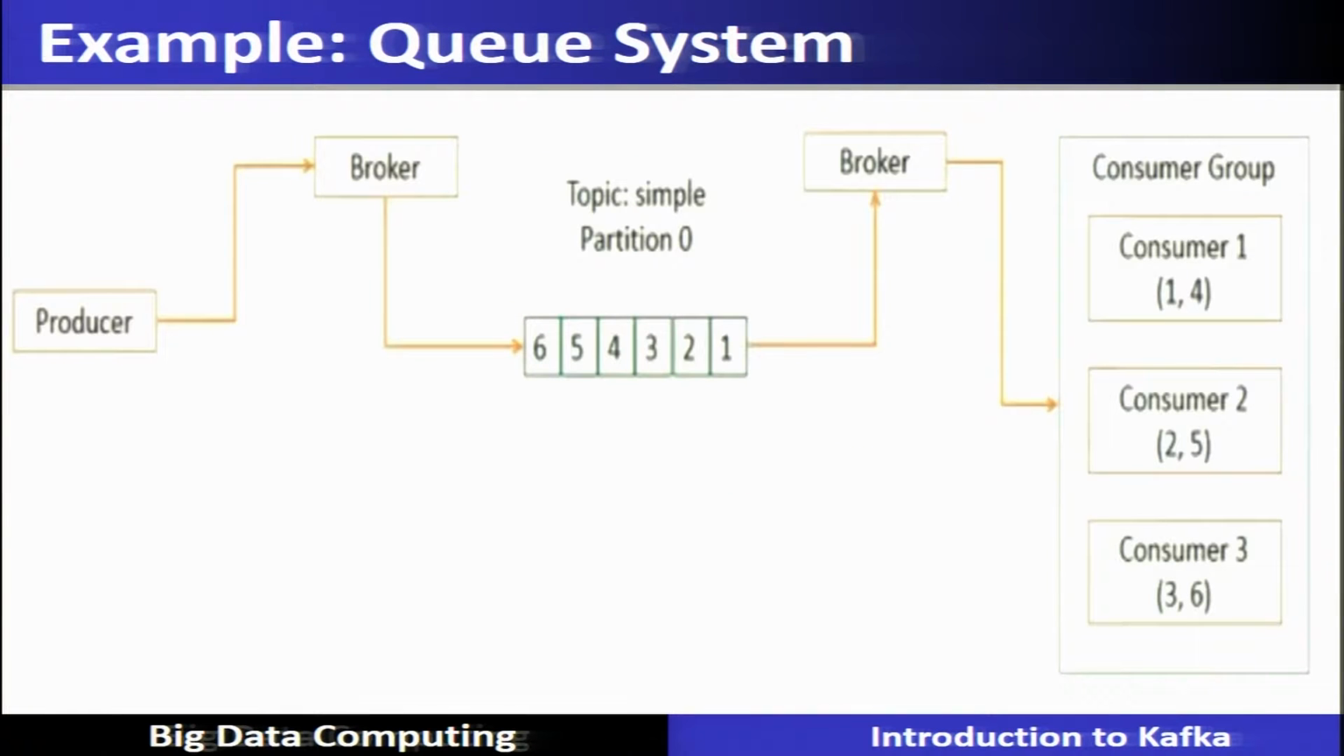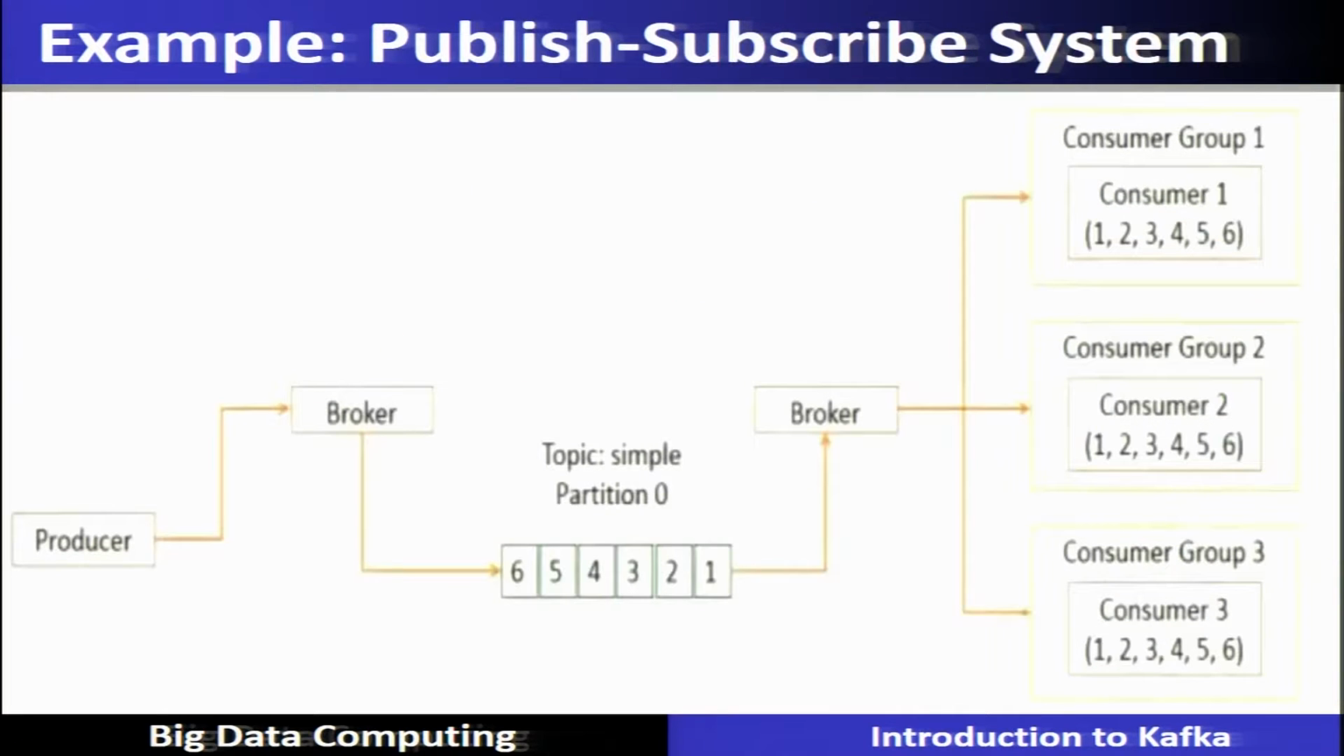Here you can see that consumer number 1 is available, so it will consume messages 1 and 4. Similarly, when consumer number 2 is available, it will consume 2 and 5, and when consumer 3 is available, it will consume 3 and 6. Any of these consumers will consume, and every message is consumed by only one consumer. That is called the queuing system, and it is supported over here.